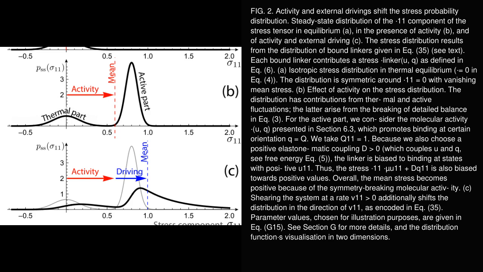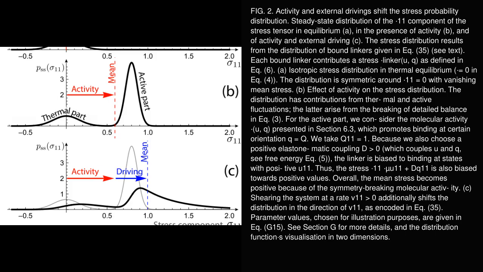The authors consider a specific form of molecular activity that promotes binding at a preferred orientation, here denoted as Q equals the nematic order parameter Q, with Q11 equals 1. Due to a positive elastonematic coupling, the crosslinkers are biased to bind in states with positive strain component U11. As stress depends on both U and Q, this bias translates to stress being skewed towards positive values, yielding a positive mean stress. Panel C further includes an external shear with a positive shear rate V11, which shifts the stress distribution in the direction of the applied shear.